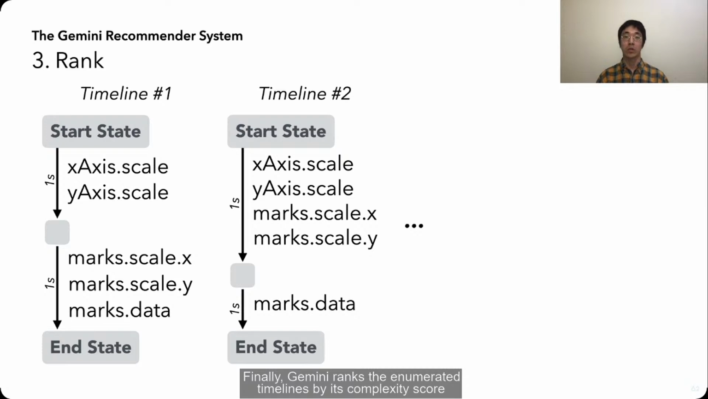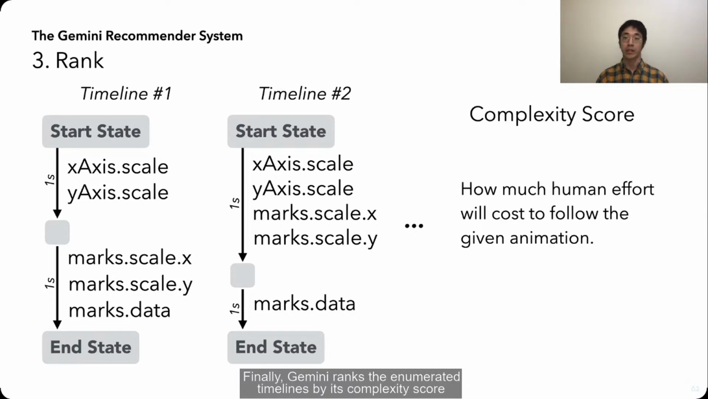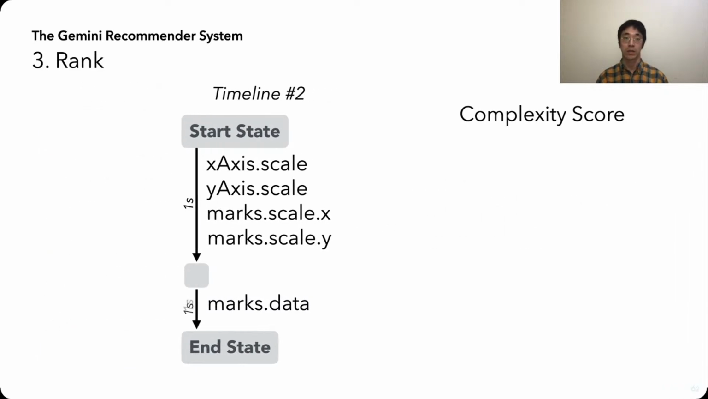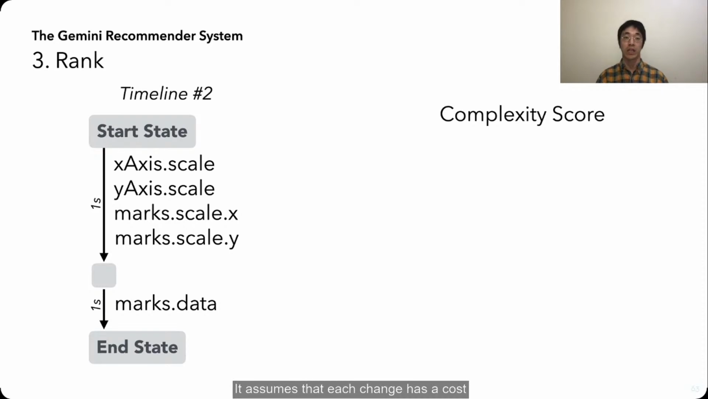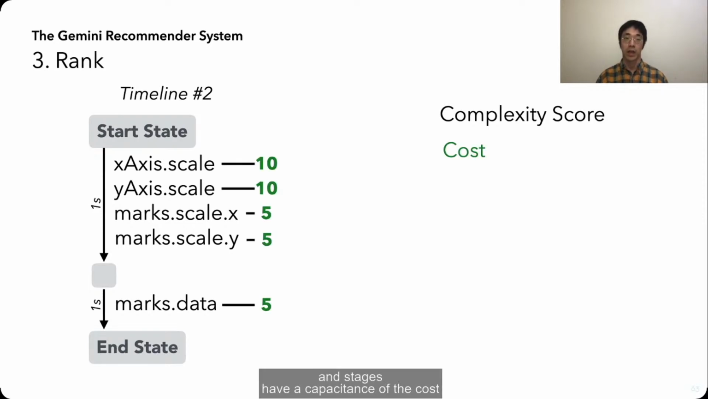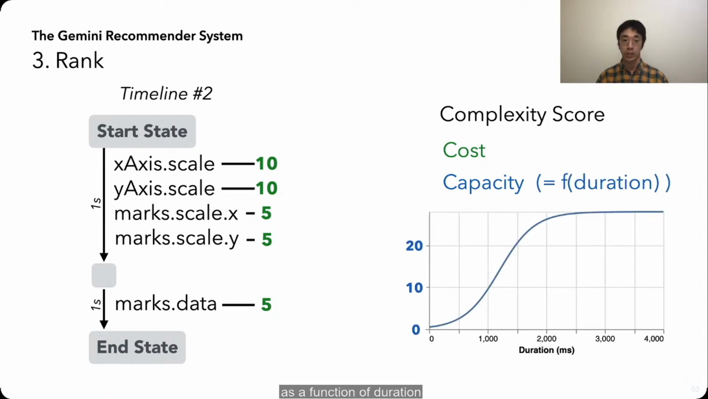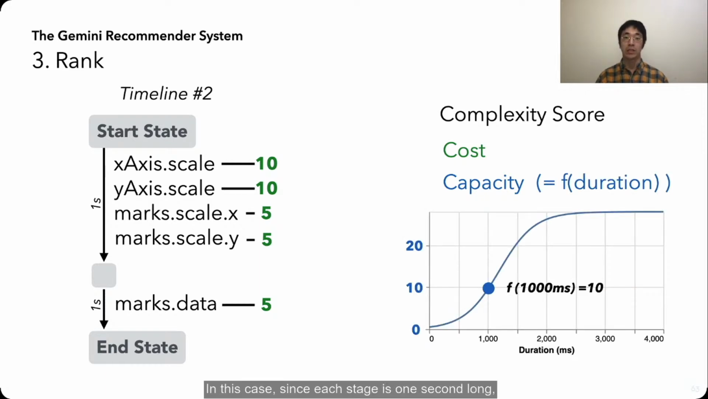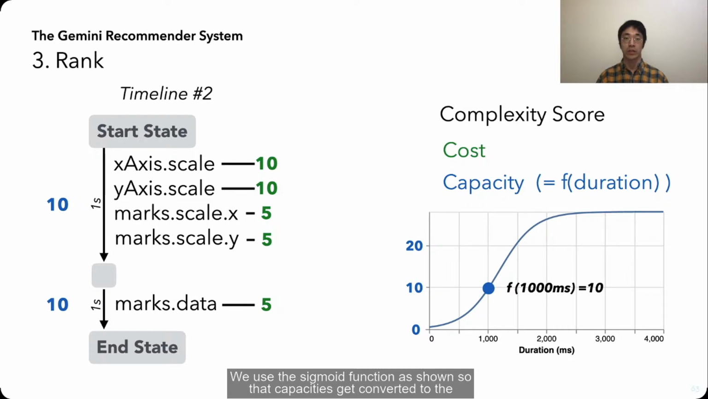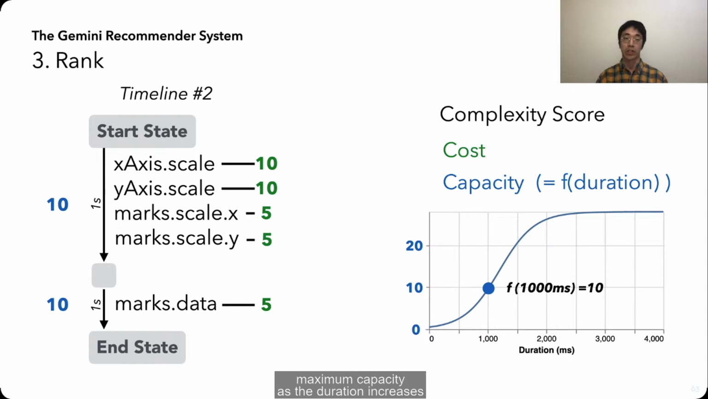Finally, Gemini ranks the enumerated timelines by its complexity score, which is a proxy for how much human effort it will cost to follow the given animation. It assumes that each change has a cost, and stages have capacities of the cost as a function of duration. In this case, since each stage is 1 second long, the capacities of the stages are 10. We use the sigmoid function as shown so that capacities get converted to the maximum capacity as the duration increases.